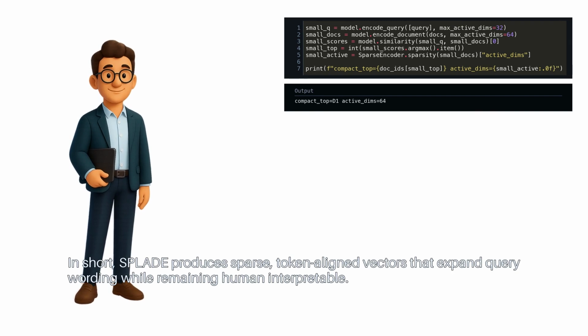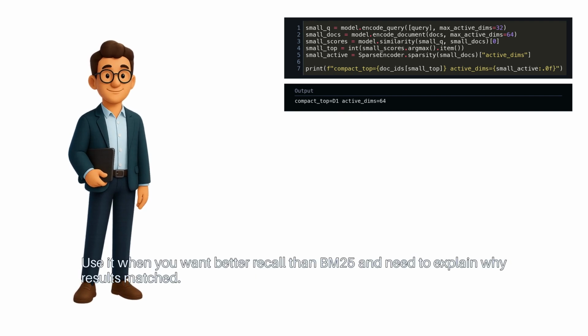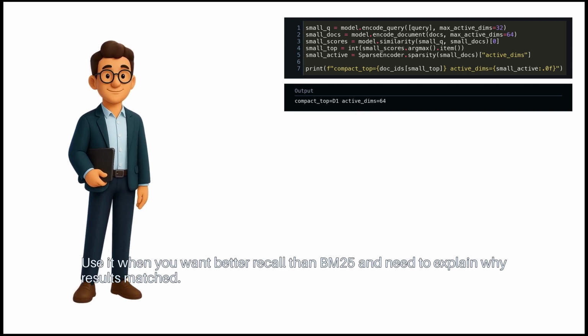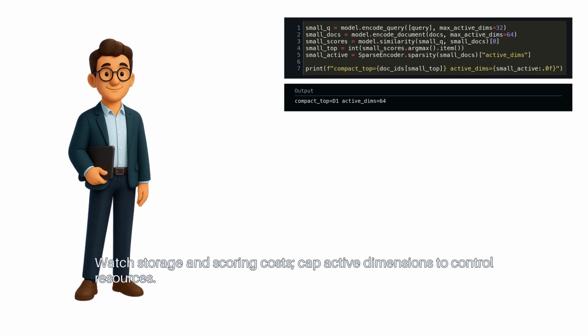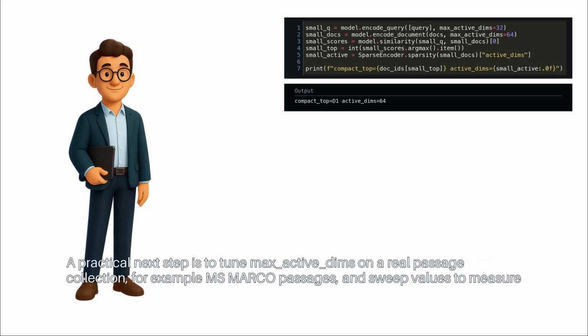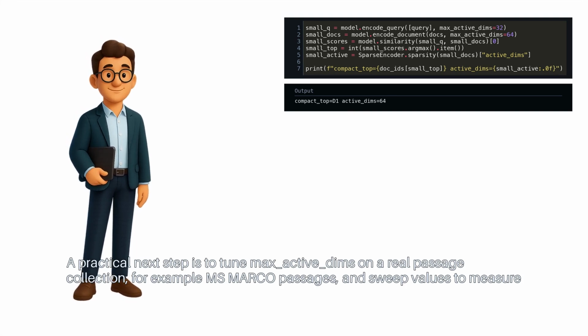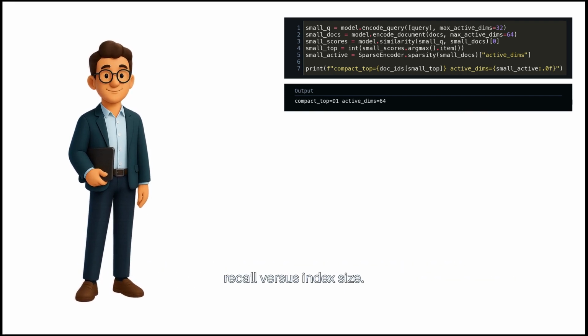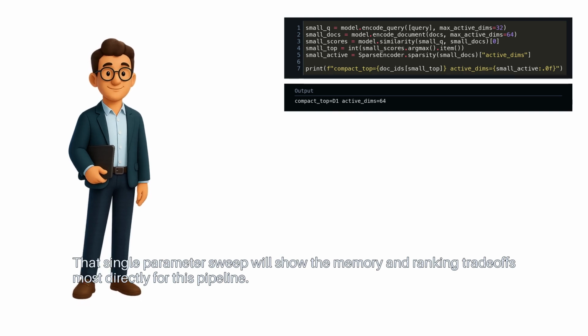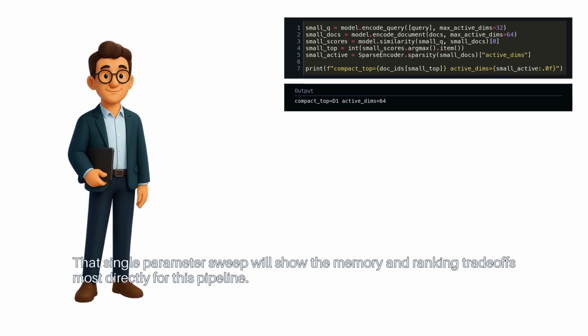In short, SPLADE produces sparse, token-aligned vectors that expand query wording while remaining human interpretable. Use it when you want better recall than BM25 and need to explain why results matched. Watch storage and scoring costs. Cap active dimensions to control resources. A practical next step is to tune max_active_dims on a real passage collection, for example MS MARCO passages, and sweep values to measure recall versus index size. That single parameter sweep will show the memory and ranking trade-offs most directly for this pipeline.